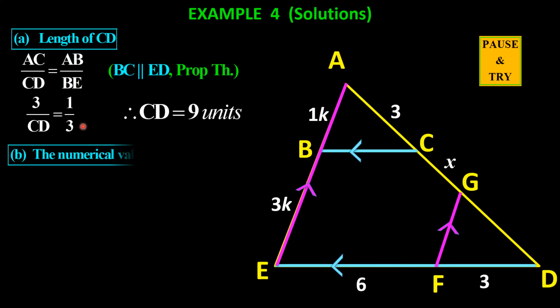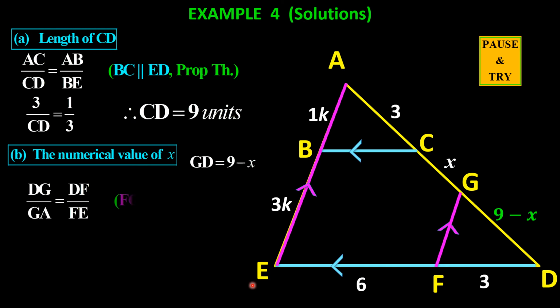Let's look at the next question. We want to find the numerical value of X. You know, we just worked out CD is 9. So if CD is 9, we can calculate GD. And GD is thus 9 minus X units. Now, if I look at that GD, let's put in the 9 minus X units there. I now have the magenta colored parallel line. There it is there. So I can use DG over GA and DF over FE.